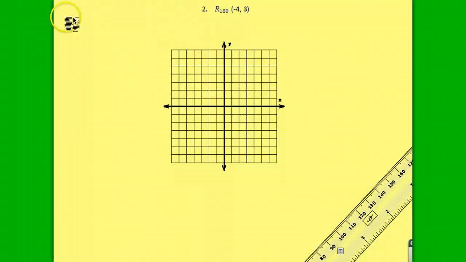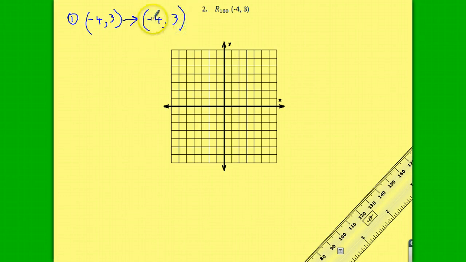And a rotation of 180. So the first way I could do this is take my point negative 4 comma 3. We don't switch them, we negate what's there. So negative 4 comma 3, just negate what's there. A double negative makes a positive, and we get 4 comma negative 3. And let's graph that. Negative 4 comma 3 is A, and 4 comma negative 3 is A prime.